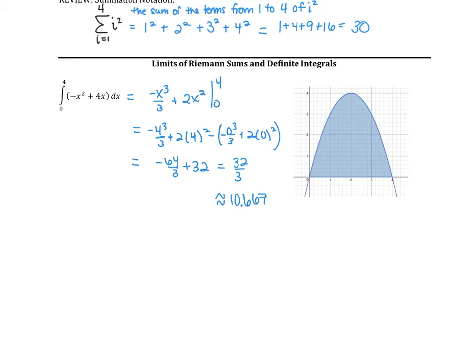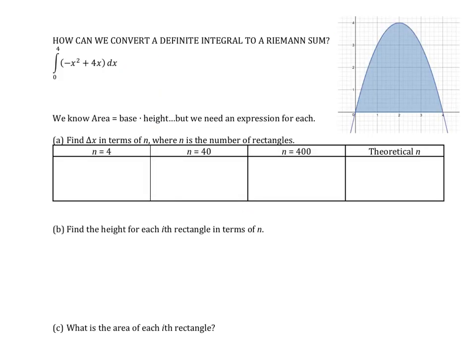Keep this number in mind. We're going to come back to this. There's just not room on this front page. So keep that number in mind. Okay, moving on. All right, what we want to do today is we want to convert a definite integral into a Riemann sum and look at what that actually looks like. So I know we already know the area under the curve.